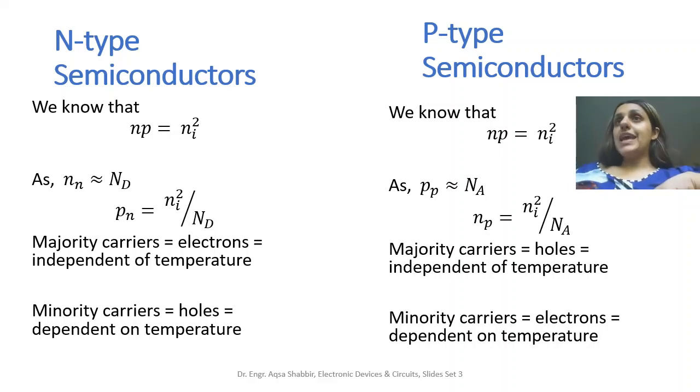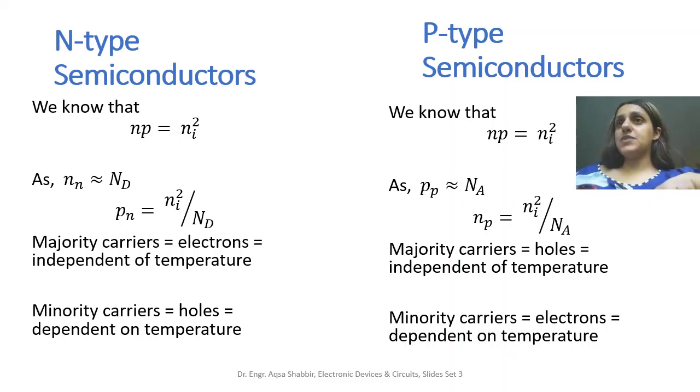Similarly, in a p-type semiconductor, the majority carriers are holes and they are independent of temperature, because these holes have been contributed by the acceptor impurity. The minority carriers here are electrons. They are of course dependent on temperature, because they are a result of the process of ionization, which in turn is dependent on temperature.